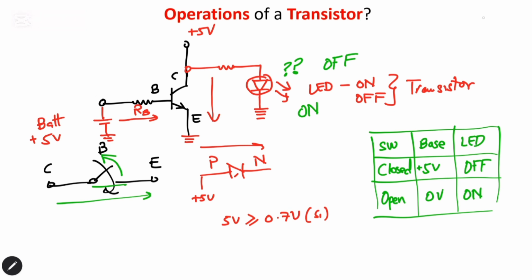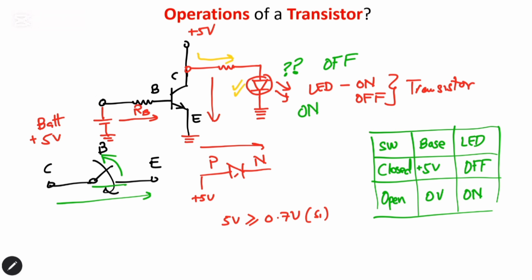Now let me explain to you what really happens in the circuit. So when the switch is closed, that means all the current will flow from the collector to the emitter. No current will flow to the light emitting diode. And when we remove the 5 volts from the base, now we will have all the current flowing in this direction. And this current is now responsible for brightening up this LED.